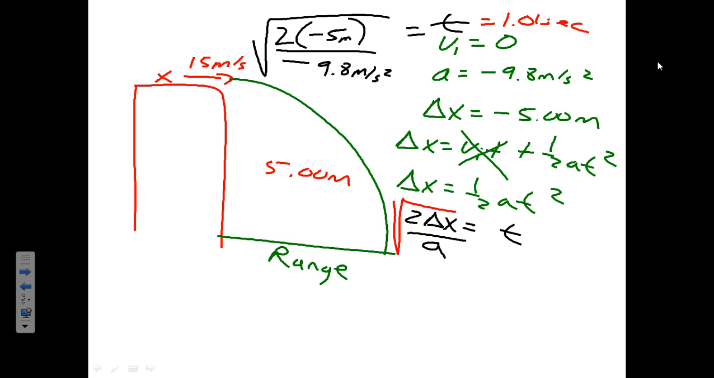All right, so if we're thinking about James Bond here for a minute, James Bond's going how fast horizontally? 15. That doesn't change, right? So let's go delta x equals vt, 15 meters per second, times 1.01 seconds. So he goes 15.15 meters.